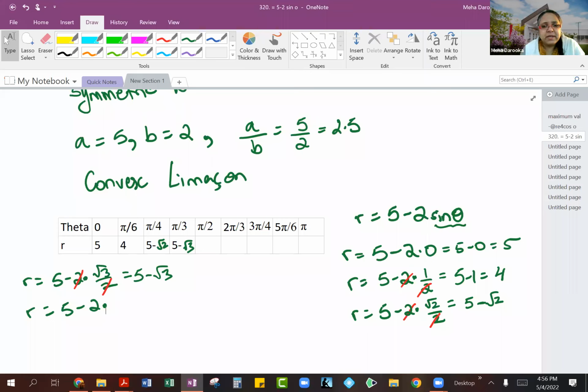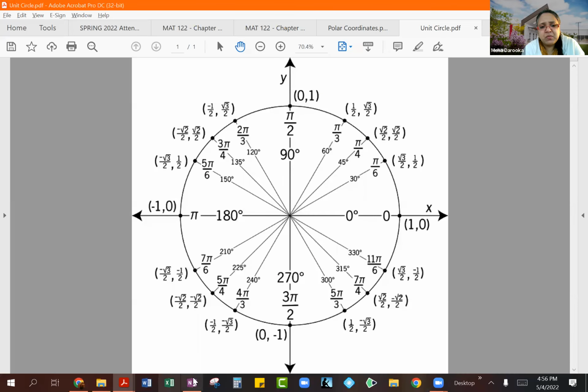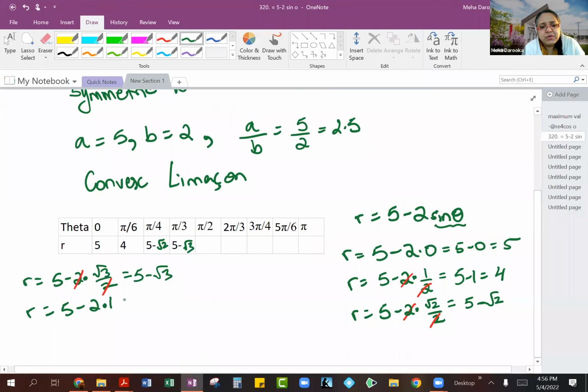Alrighty, I'm seeing a couple answers come through. I've got Savannah, Andrew. So for pi halves, of course, you will see our sine value comes out to be 1. So that means you are doing 2 times 1, which will be 2. 5 minus 2 will end up giving you 3. All right, wonderful.